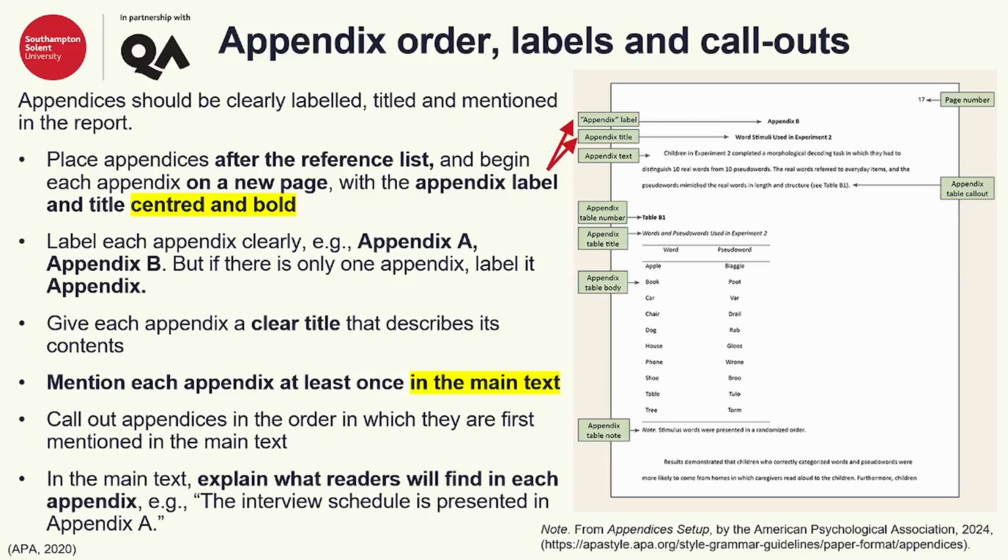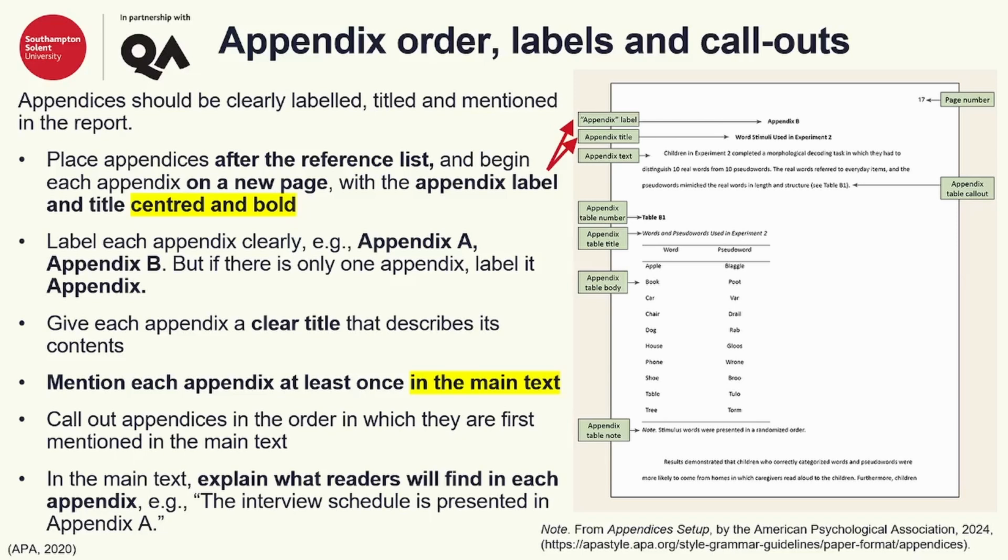Appendix should appear after the reference list. Each appendix should begin on a new page. At the top of the page, include the appendix label and a clear title. The appendix label and title should be centered and bold. If your report contains more than one appendix, label them using capital letters. For example, Appendix A, Appendix B, Appendix C. If your report contains only one appendix, label it simply as Appendix. Do not label a single appendix as Appendix A.